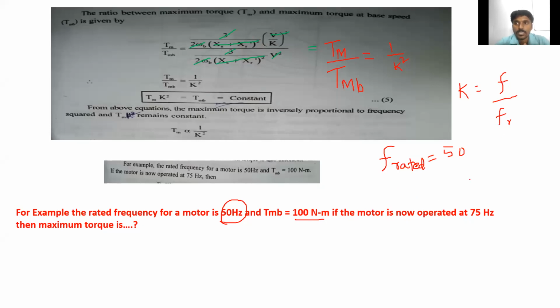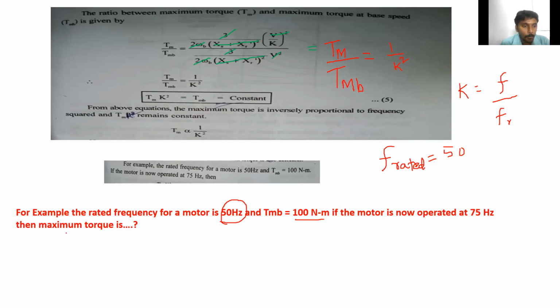For example, if a device's name plate mentions a rated frequency of 50 hertz, we can still operate it at 60 hertz, 75 hertz, or 35 hertz. It can be variable. Similarly, if a device's rated voltage is 230 volts, sometimes we give 200 volts, sometimes 250 volts, sometimes 150 volts. That is called the operating voltage. Rated voltage is 230, but how much have we given is the operating voltage. Clear? So here the rated frequency is 50 hertz and the operating frequency is 75 hertz.